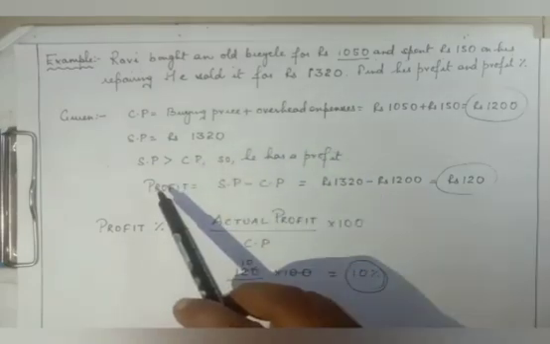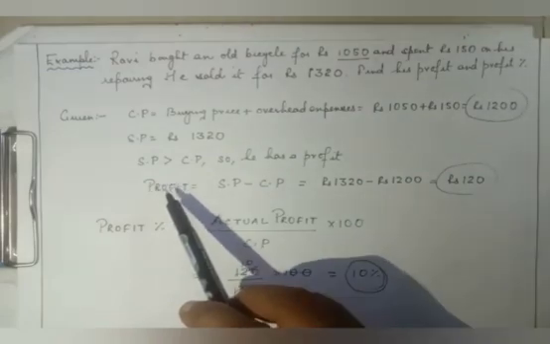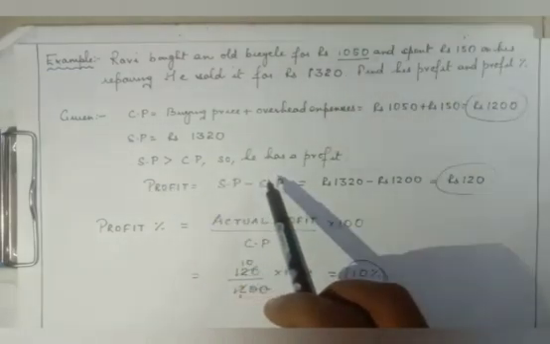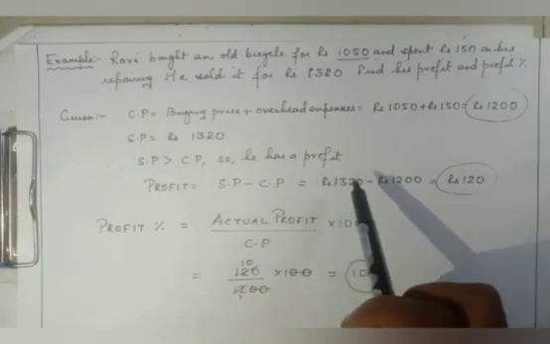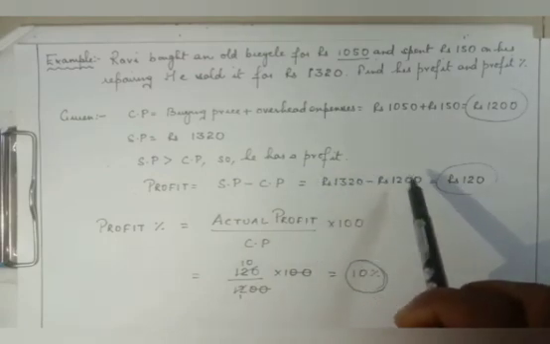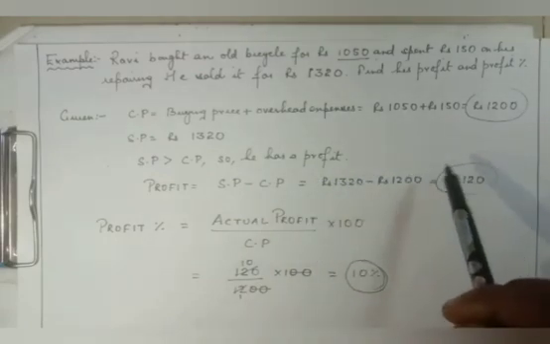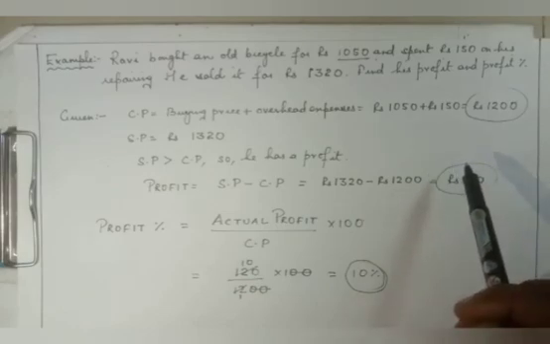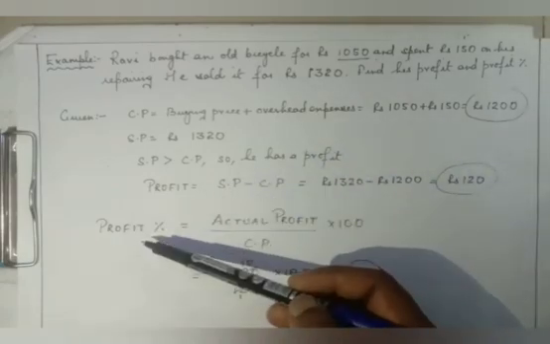So what is the profit? How are we going to find out profit? Profit is equal to SP minus CP, which is 1320 minus rupees 1200. So what is the profit? I am getting a profit of rupees 120. Now how are we going to find out profit percent?